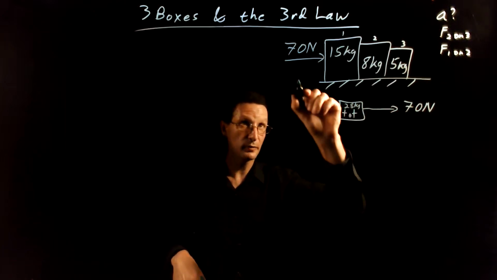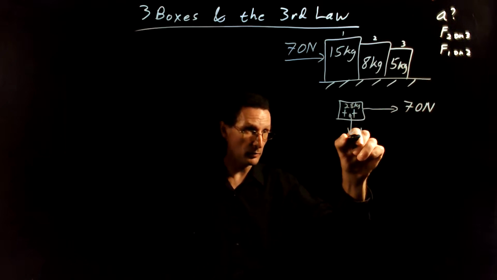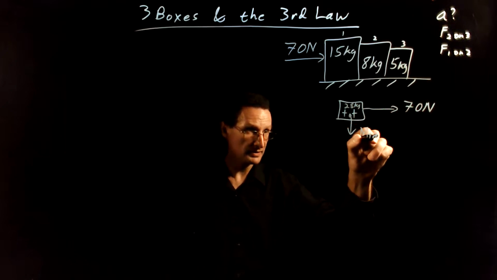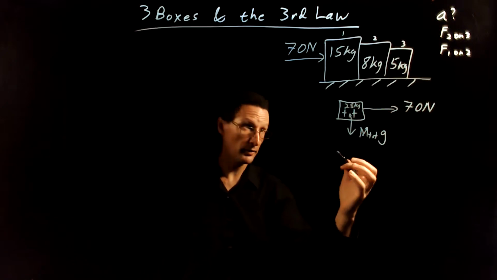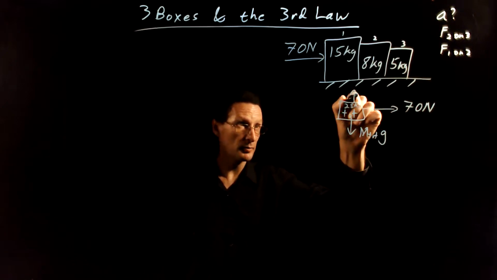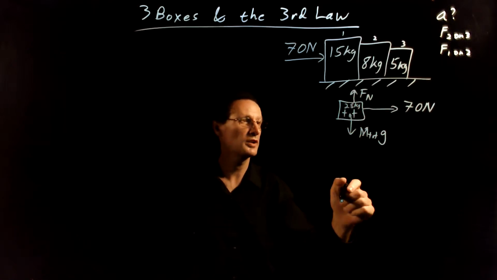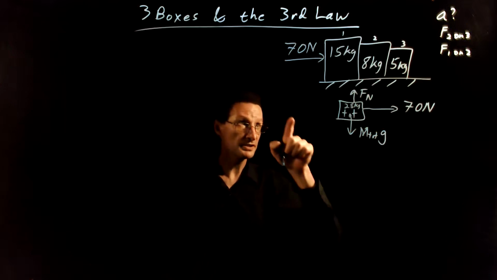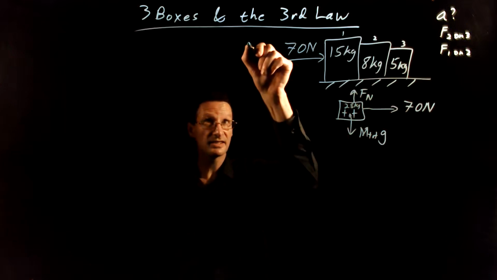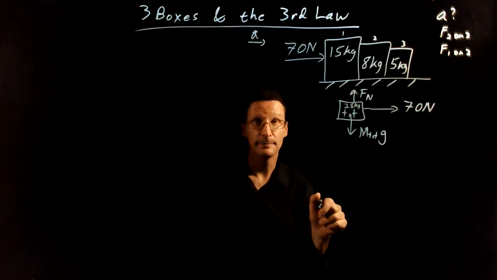Okay, so the forces on this 28 kilogram box, if we consider it as one big unit, are the 70 Newton push force, that's external. And then we have the total mass times g, which gives us the weight of all three boxes. And then we have the normal force pushing up from the floor. Those two we're not going to worry about too much. It's mostly the 70 Newton force that we want to know about. So if I push all three, they're going to be accelerating to the right.